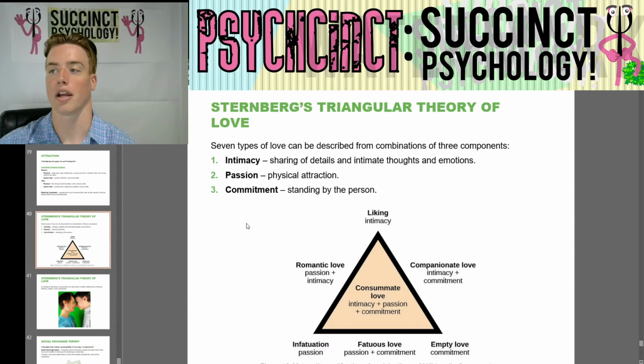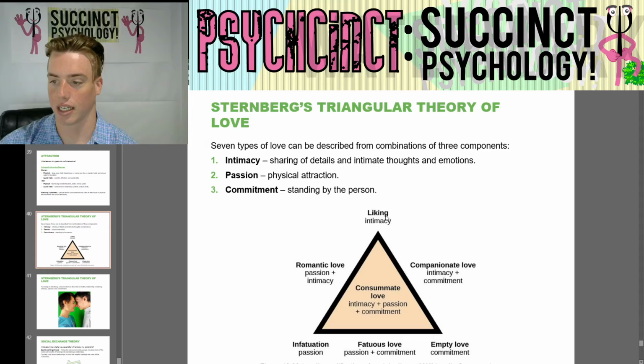So, Sternberg's triangular theory of love. Seven types of love can be described from combinations of three components: intimacy, sharing of details and intimate thoughts and emotions; passion, or physical attraction; and commitment, standing by the person. So here you have your seven different types of love.